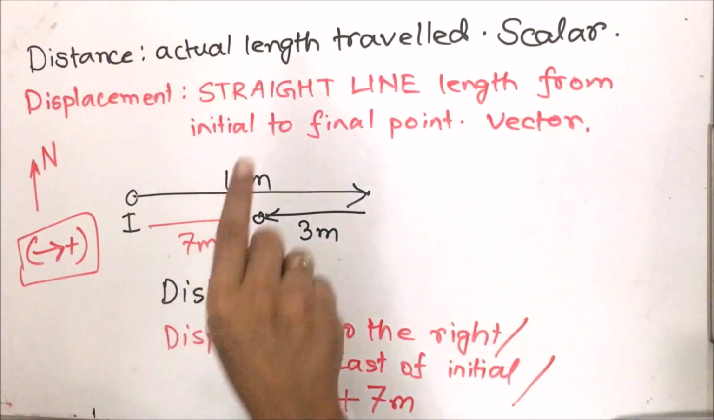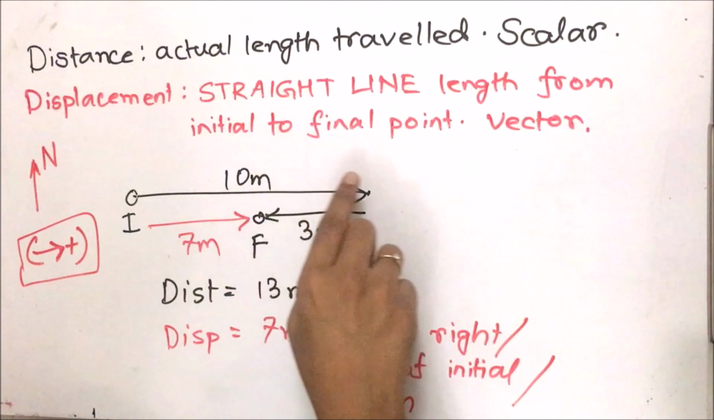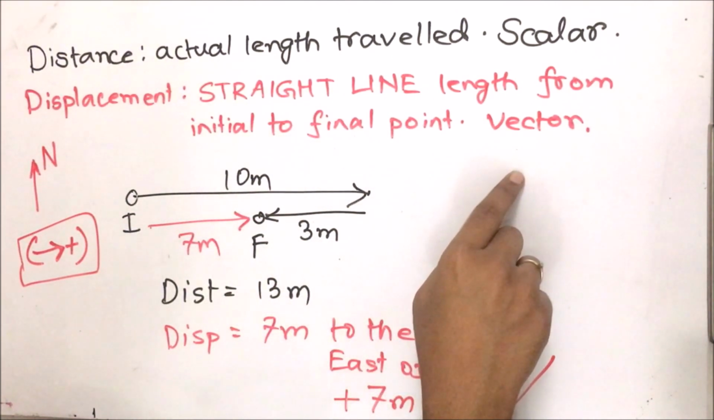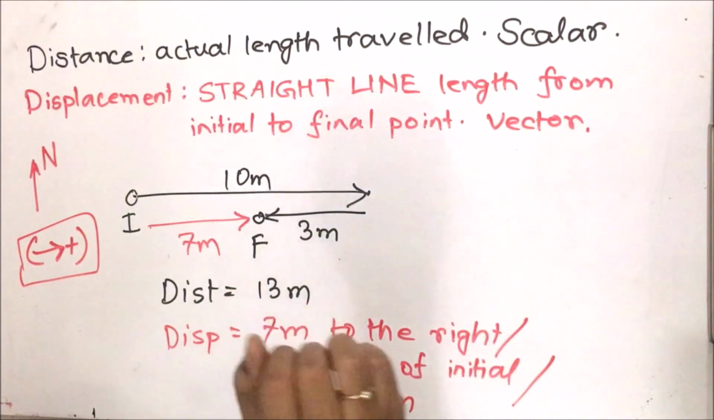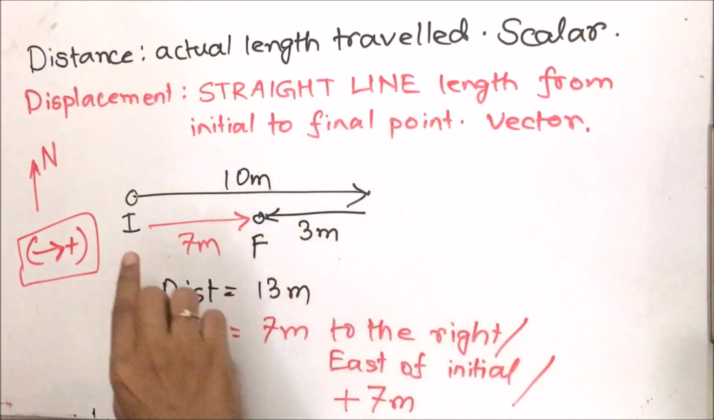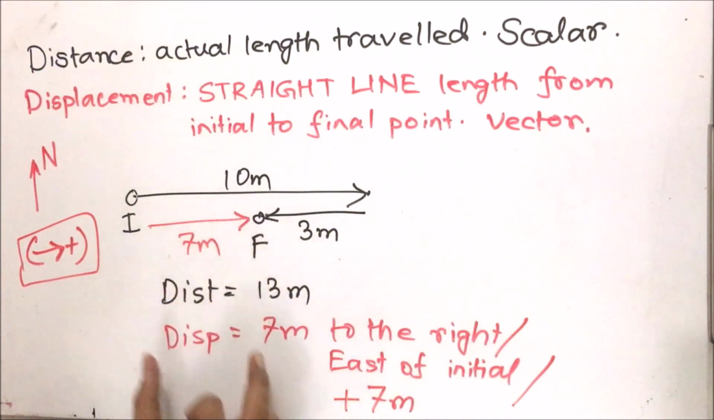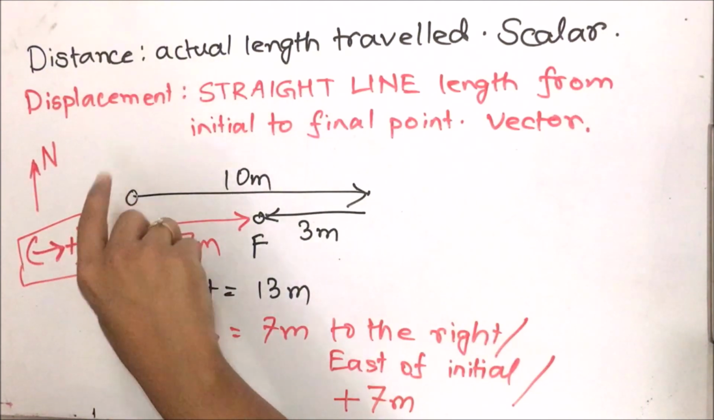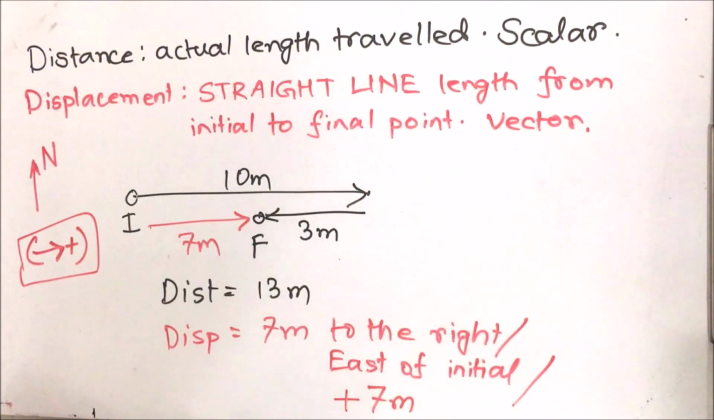Displacement on the other hand is the straight line length from initial to the final point. It is a vector quantity. So displacement is the straight line length from the initial to the final point, that is 7 meters. Now notice that displacement is a vector quantity. So when you say displacement is 7 meters, you also have to say in which direction you have displaced yourself.